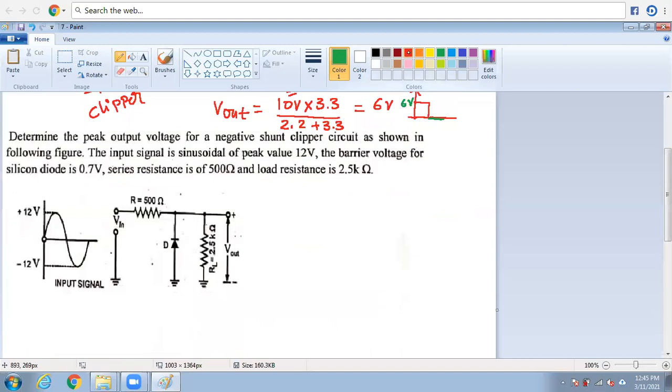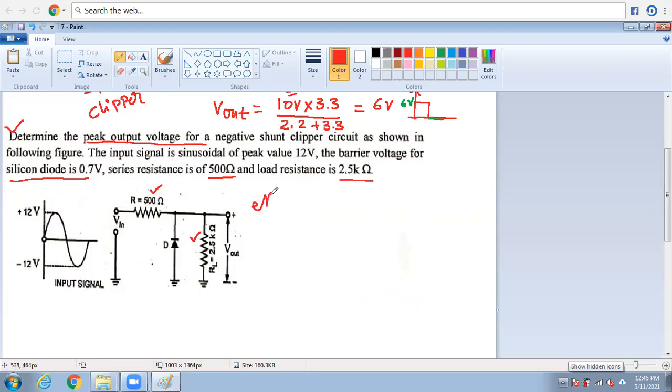Now determine the peak output voltage for the negative shunt clipper as shown in the following circuit diagram. The input signal is sinusoidal with a peak value of 12 volts. The barrier voltage of silicon is 0.7 volts. This time, the ideal case is not considered. The series resistance is 500 ohms, and the load resistance is 2.5 kilo ohms.